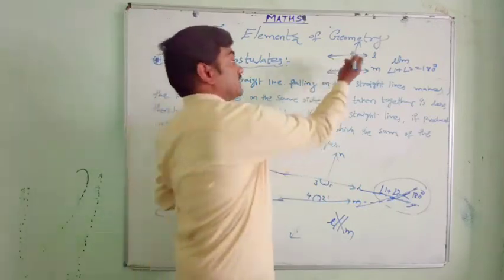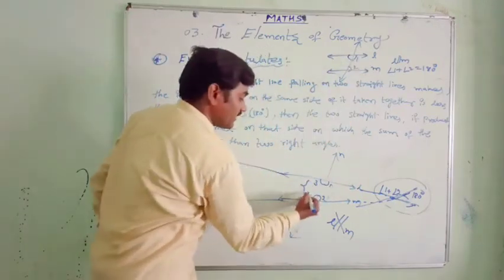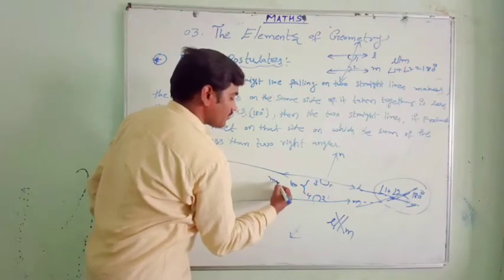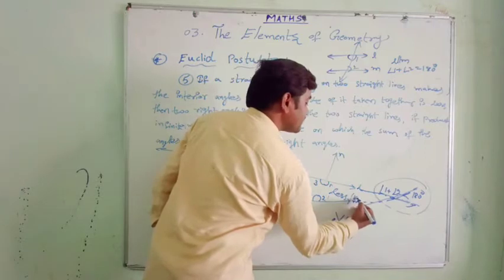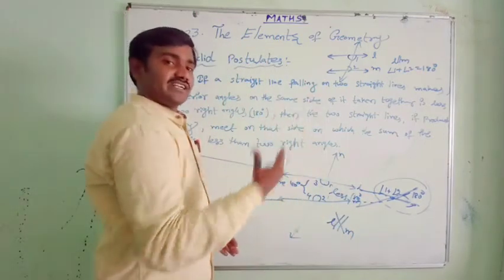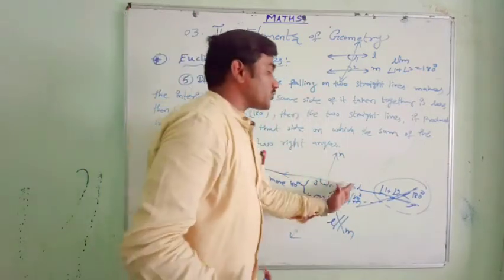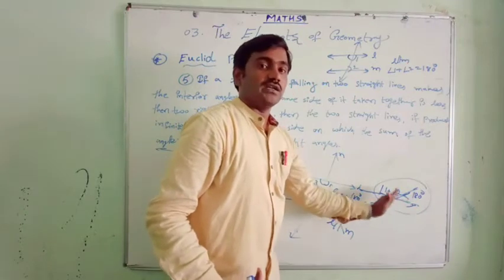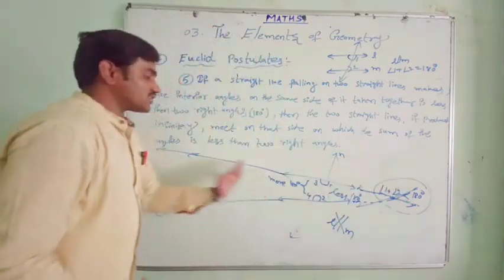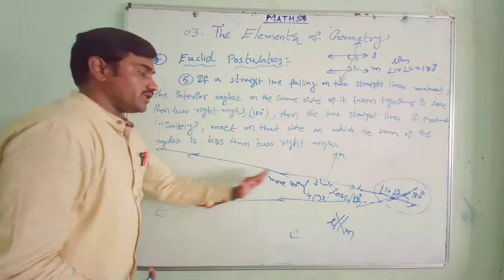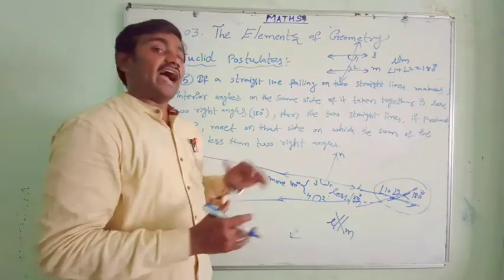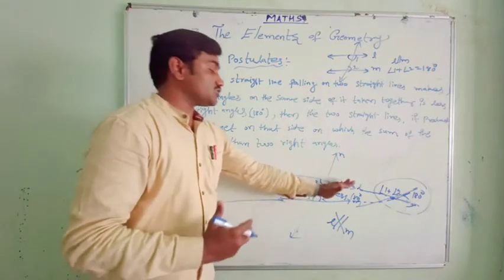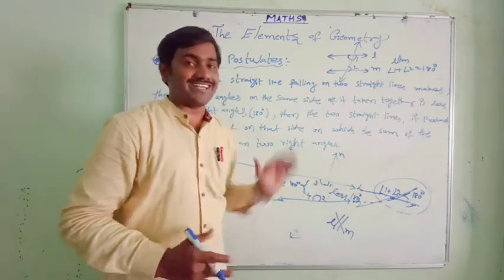Which side? On this side, you got more than 180 degrees; here it is less than 180 degrees. On the side where you get less than 180 degrees, if you produce the lines, they meet each other. On the side with more than 180 degrees, they won't intersect. Hence you can conclude that these two straight lines are not parallel lines.